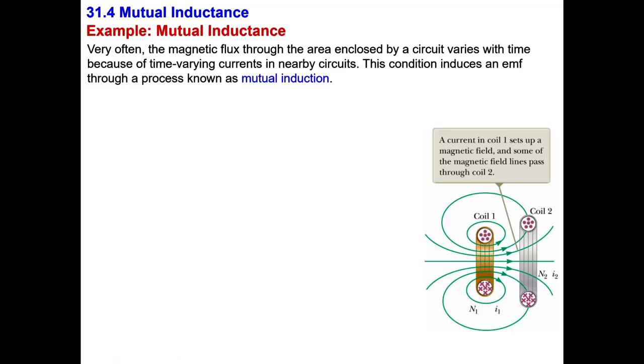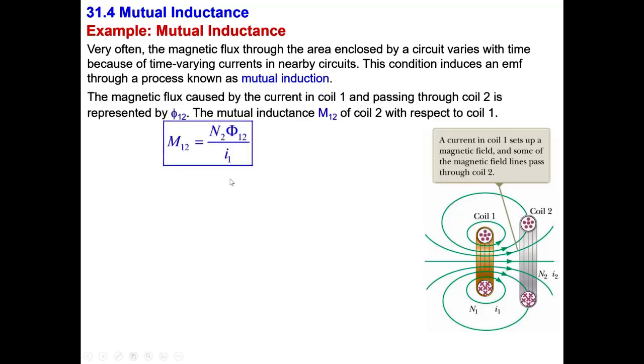If I have current flowing through this one, connected to a battery, and I change the current through it, it will induce a changing magnetic field. The changing flux will also induce an EMF in this coil. So that's why we call it mutual inductance. One affects the other. Okay?